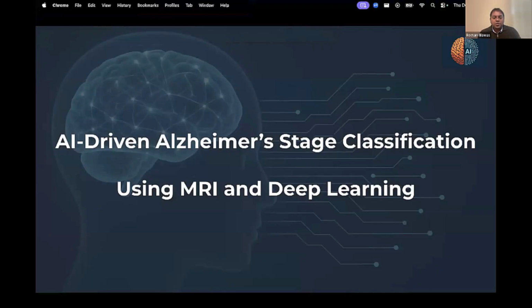So I'm going to talk about how we can leverage deep learning and AI models in the healthcare field. One of the pressing diseases that we have currently is Alzheimer's. This model is going to scan different MRI images, and it can specify different stage classifications in Alzheimer's.